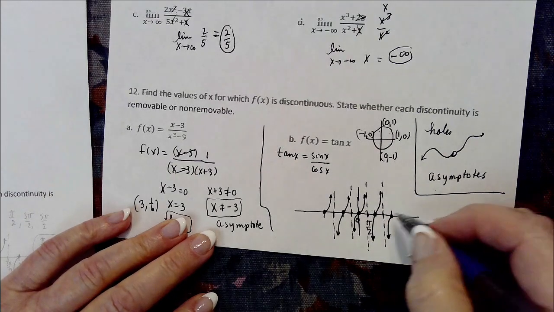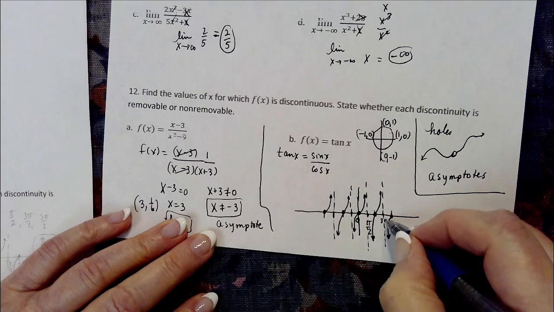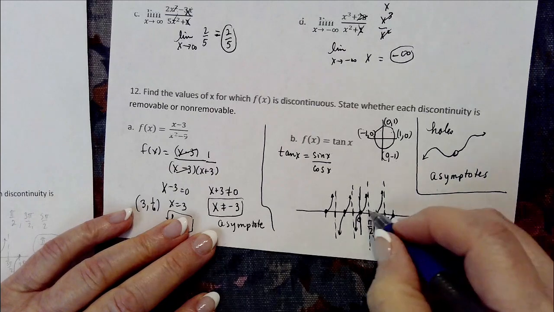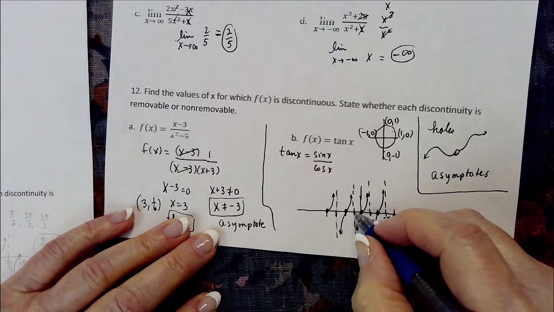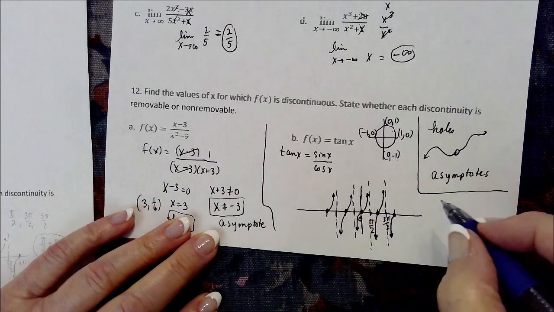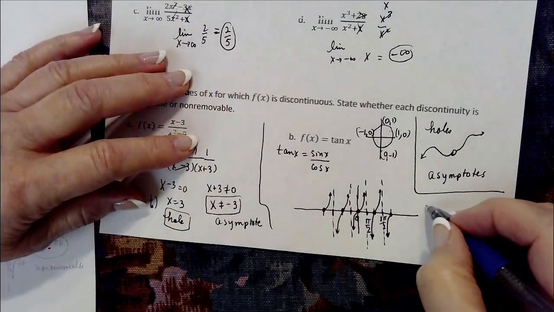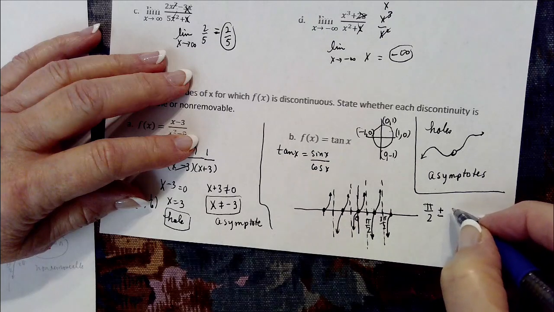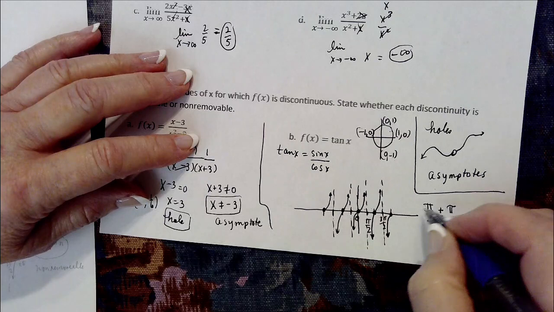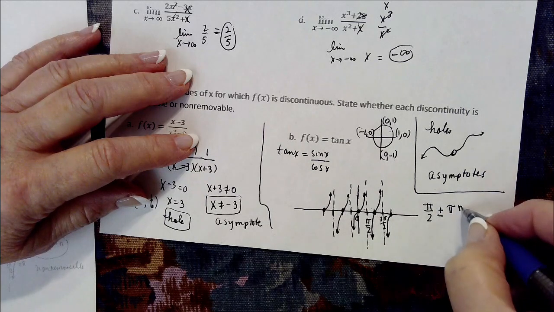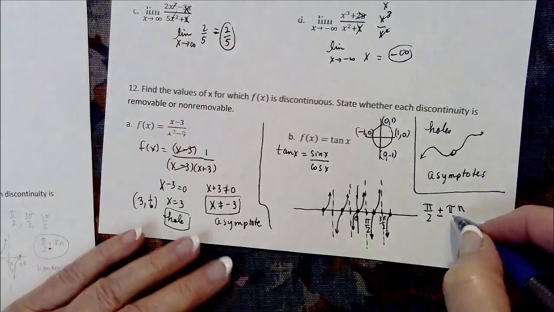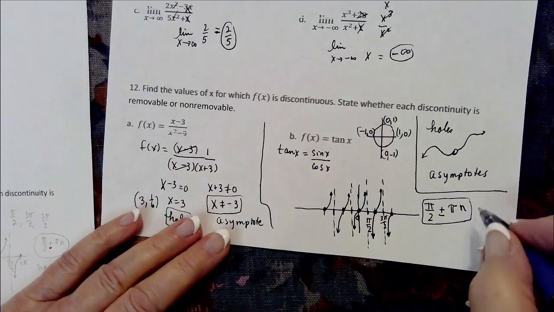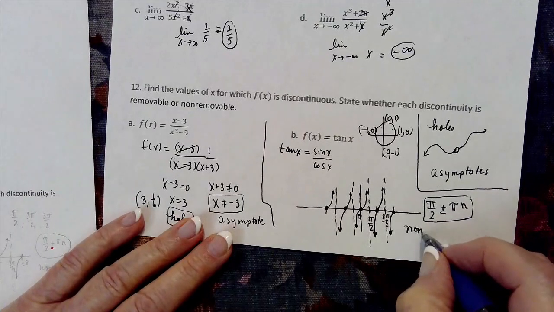So we can see the asymptotes at pi over 2, 3 pi over 2, and the next one would be 5 pi over 2, and so forth, as well as going in the negative direction: negative pi over 2, negative 3 pi over 2. So we're going to get a solution that looks something like this: pi over 2 plus or minus pi, because we're taking it away each time, but we're going to do it all the way across the line, so it's going to be pi n, multiples of pi that you're adding and subtracting. So this would be my asymptotes. We're going to say that this would be non-removable.